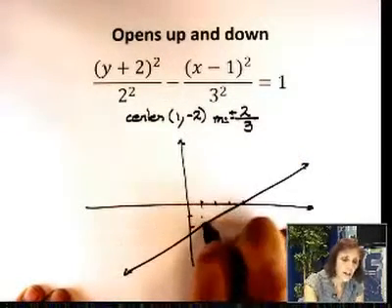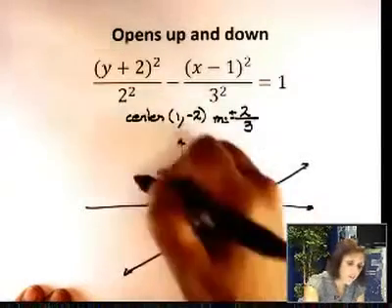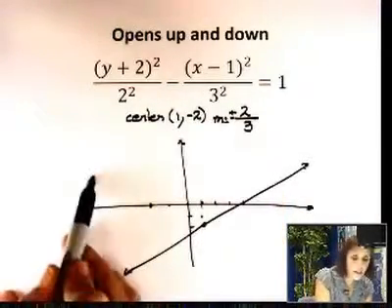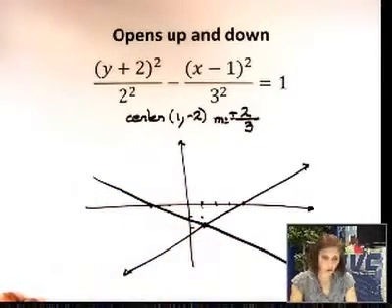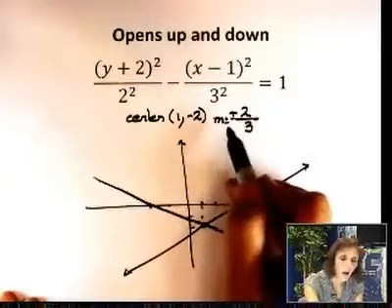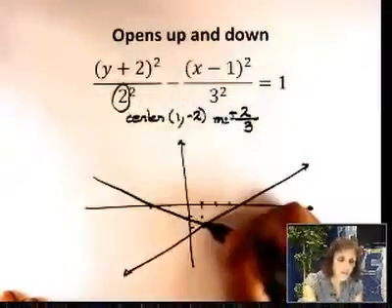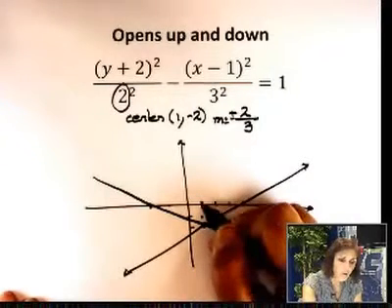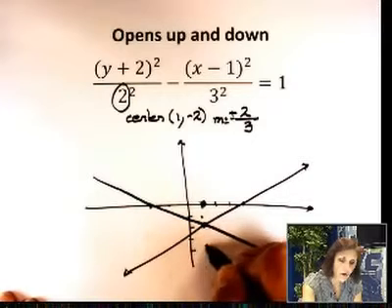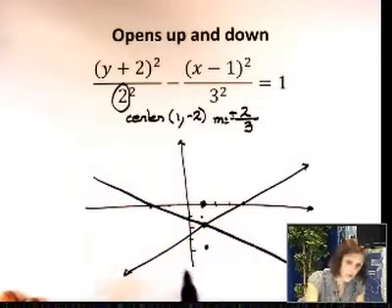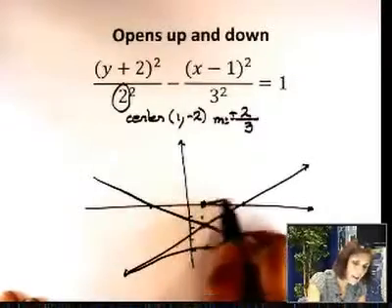Again from here, 2 up, 1, 2, 1, 2, 3 to the left. I wish I had a ruler. Okay, and this one is going to open up and down. Let's see. This is under the y, so it's going to be 2 up, 1, 2, here we go, and 2 down, 1, 2, here we go. And it's going to be opening like that, kind of fat.